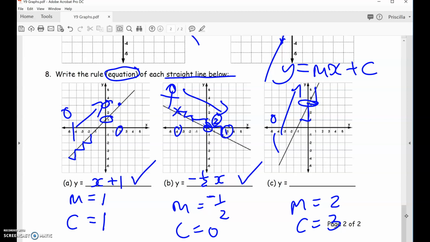So this one, y equals mx plus c, y equals 2x plus 3, using these two values. And then I'm going to check a point. So if I put 1 in there, 2 times 1 is 2 plus 3 is 5. That's that point there, so I'm happy that's correct.